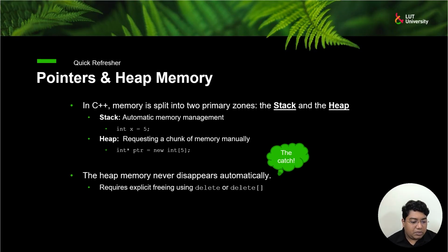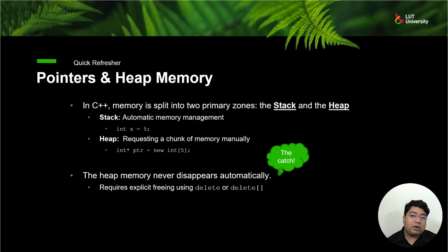So let's quickly remind ourselves how memory works in C++. You have already seen that memory is generally split into two important areas, the stack and the heap. The stack is the easy one. Local variables live there and C++ manages them automatically. If I write int x = 5, that memory appears when the variable is created and disappears automatically when the function ends.